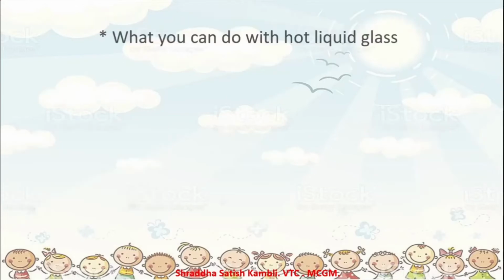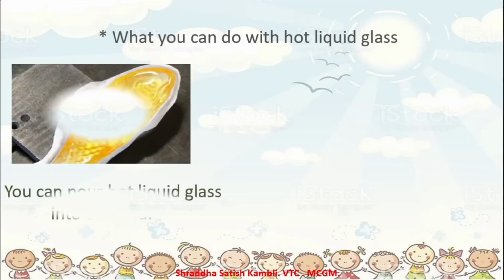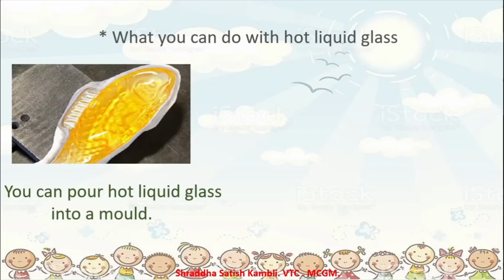Let us look at the next part of exercise 1. What can you do with hot liquid glass? According to the passage, we heat the sand with various kinds of chemicals, and then the sand becomes hot and it becomes liquid glass. So what are the different things that you can do with this liquid glass? We can pour the hot liquid glass into a mold.